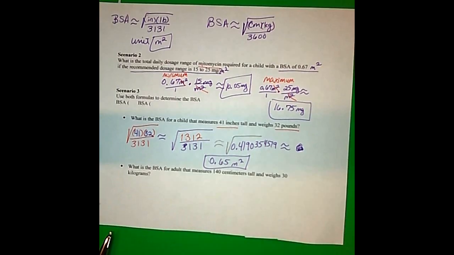So a patient that's 41 inches tall that weighs 32 pounds will have a body surface area of 0.65 meters squared. Now, if you convert those to centimeters and kilograms, your number should come out almost the same, especially when you come to rounding. It may be off by a thousandth of a point. So let's do the next example.